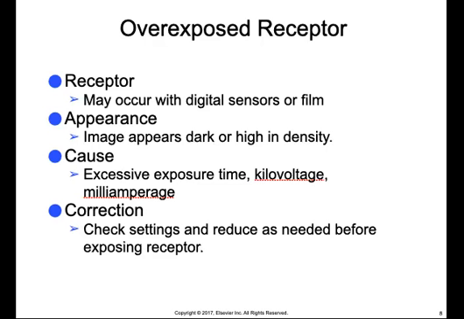An overexposed receptor can happen with digital sensors or film, and this is when the image appears dark or high in density. And the cause was that the receptor was exposed to too much radiation. An overexposed image results from excessive exposure time, kilovoltage, milliamperage, or a combination of these factors. Too much exposure time is usually the reason why we have overexposure.